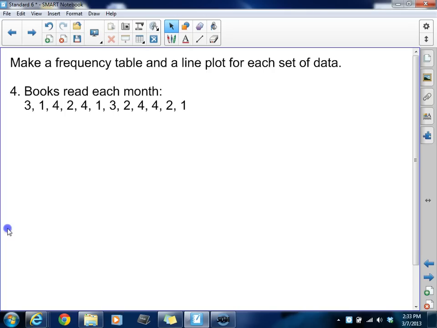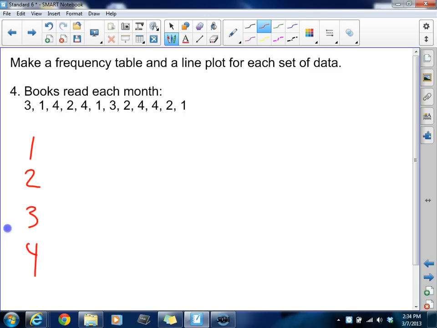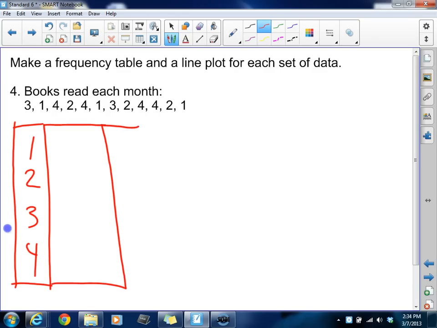So all you're going to do, I have my options here. I'm going to use red for this one. I have my options here: 1, 2, 3, 4. Well, those are my options. So let's see, how many times do we get 1, 2, 3, and then 4? Now I need to do my tallies. And in here I'm going to have my frequency, or the number of times it was chosen.